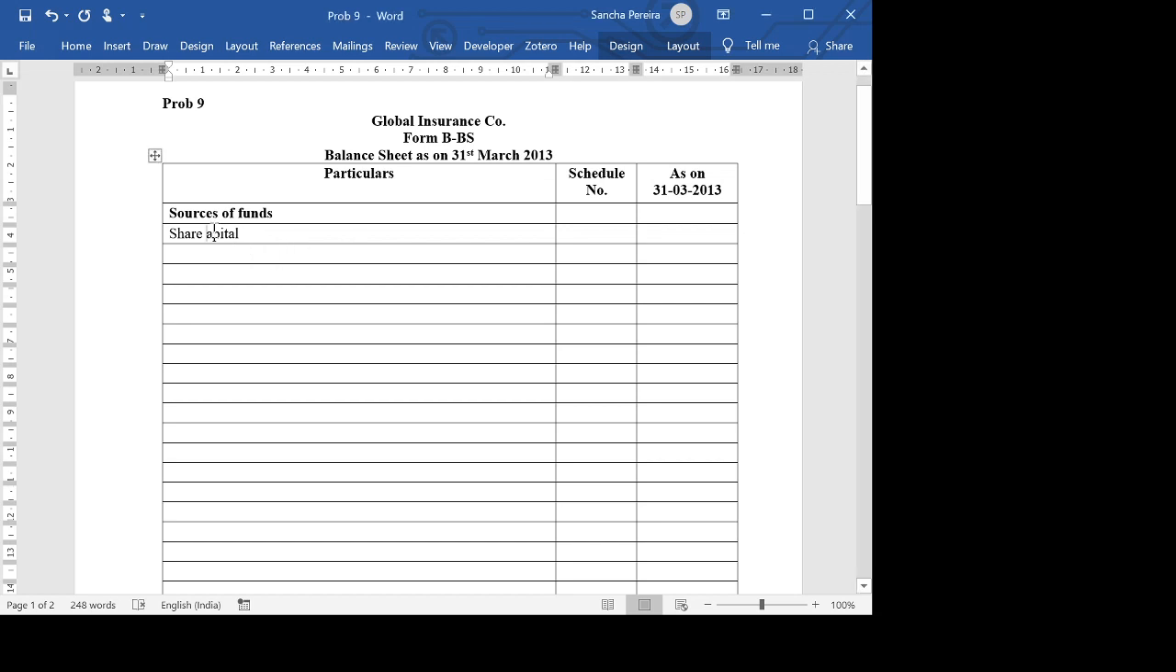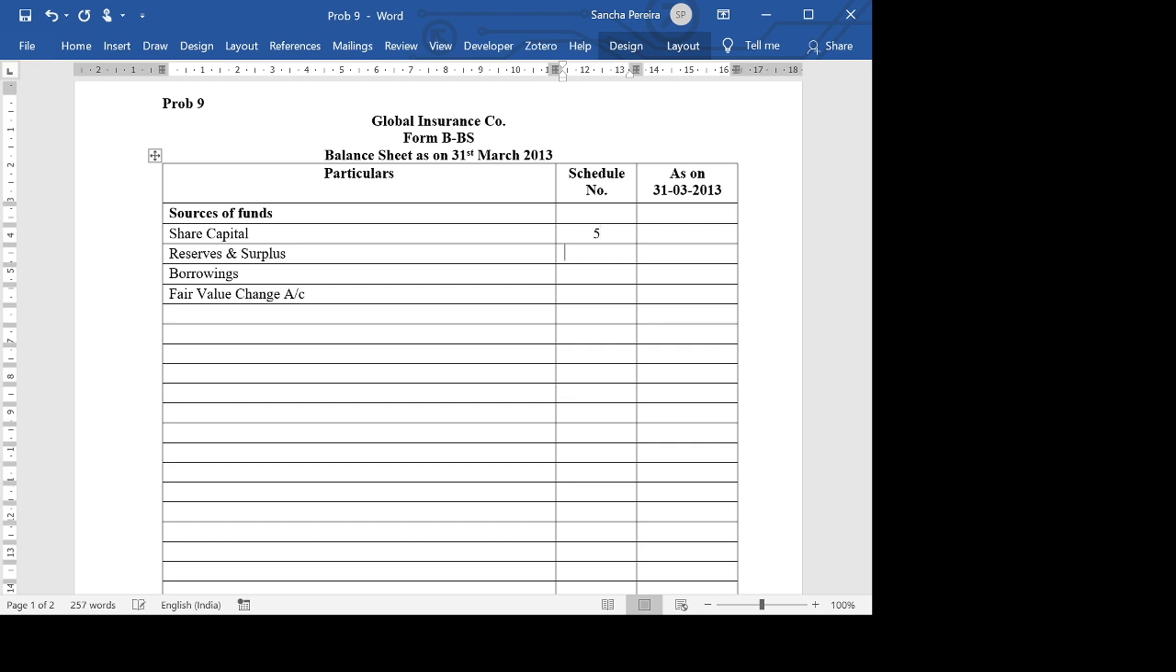So sources of funds: share capital, then we have reserves and surplus, then we have borrowings and fair value change account. So just let's number the schedules.